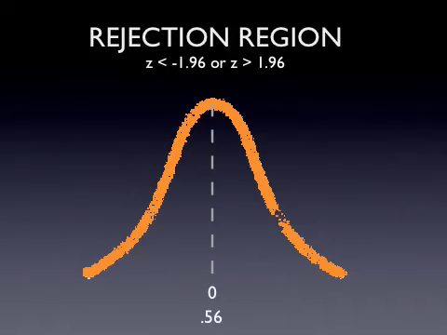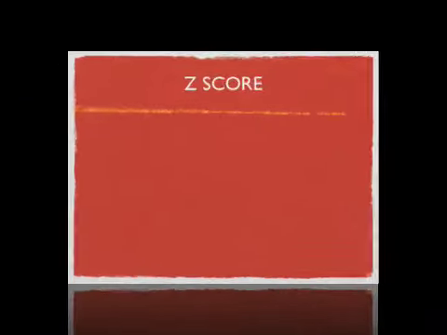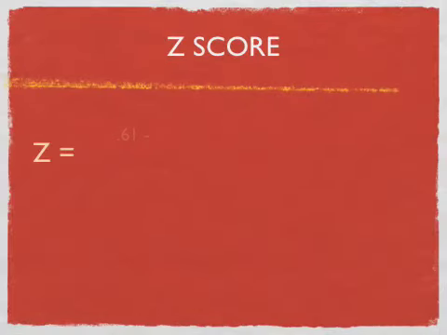So we set up a rejection region. If z is anything less than negative 1.96, we reject. Or if z is anything greater than 1.96, we reject the null hypothesis, which says that people are not getting any fatter, and we're getting these results by some random luck of the draw. So the z-score is plug and chug.